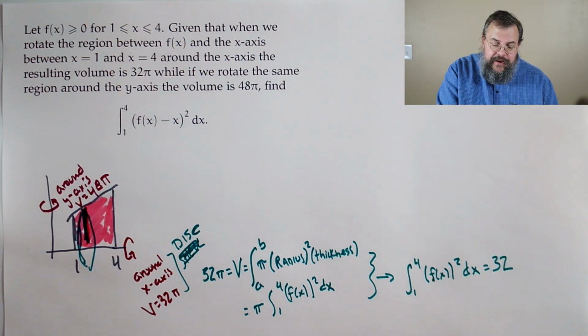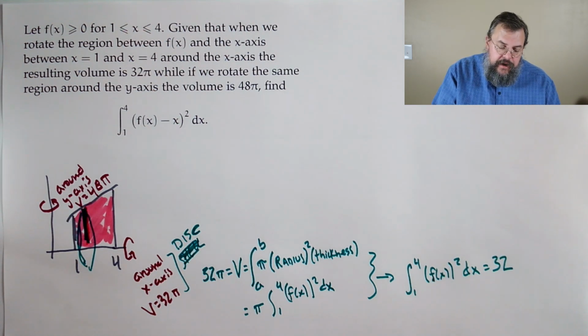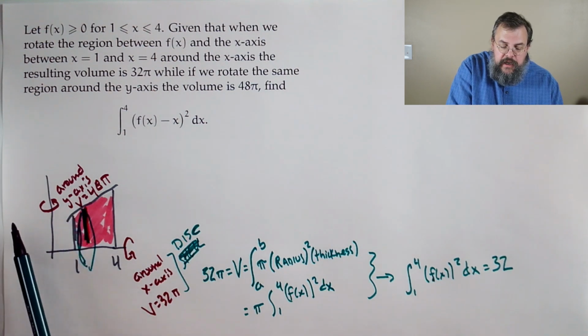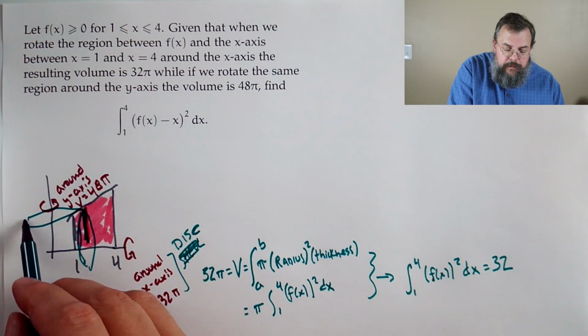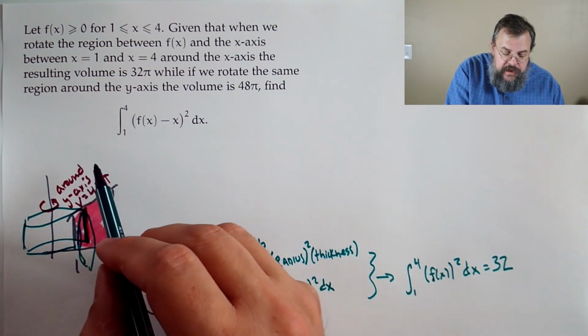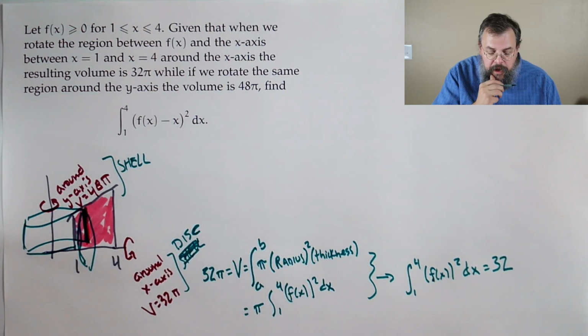Okay, now, how about this piece of information? Well, here, if we spin, our shape is going to be a shell. So this is going to sweep out. And now we're in the shell method. Okay, so this is our shell.